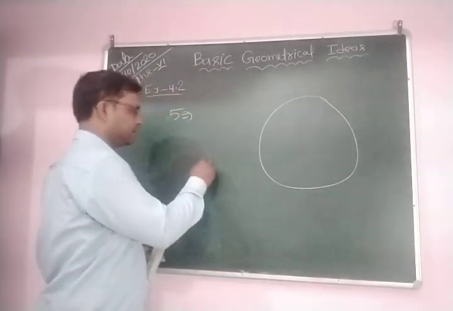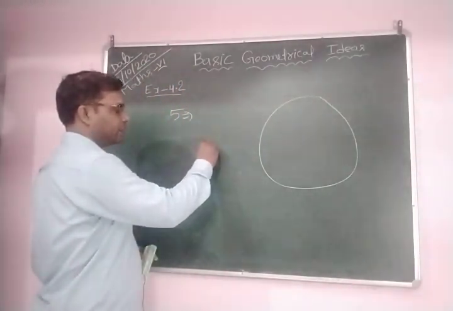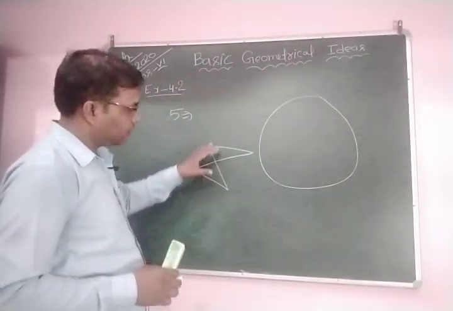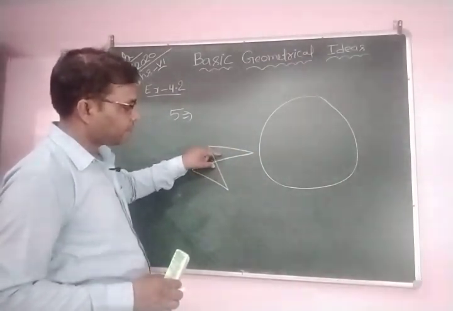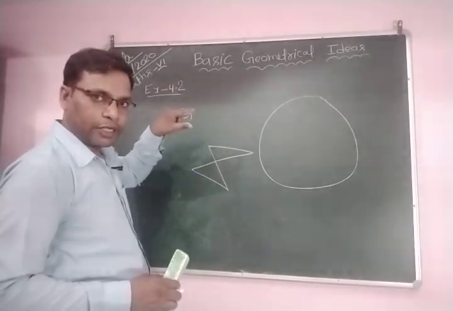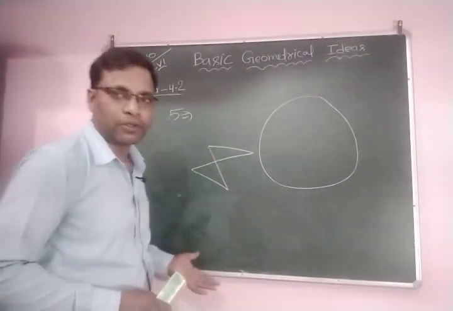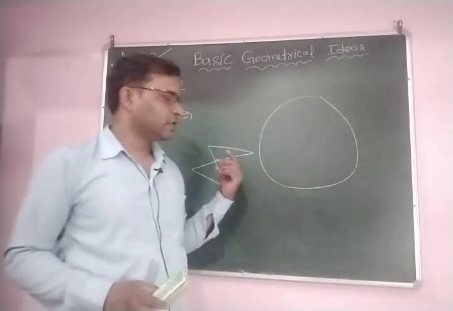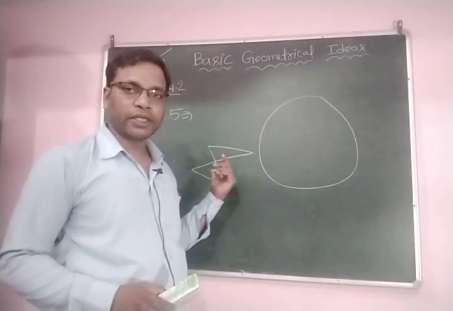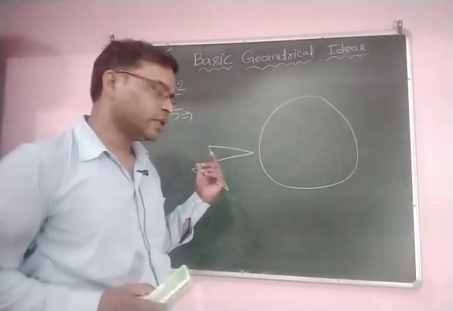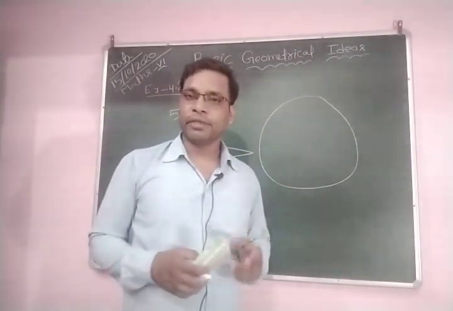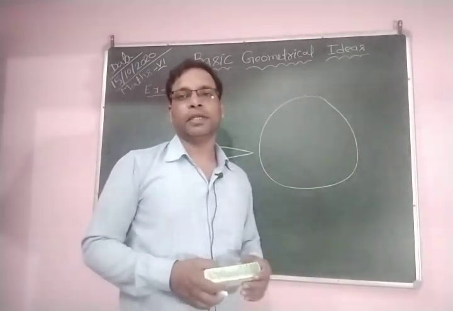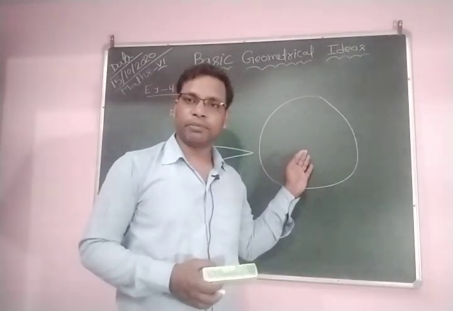Again, you can draw like this. This is a closed curve. This is made by line segments, but this is not a simple closed curve. So this is not a polygon. Clear? What is a polygon? A simple closed curve made by line segments is called a polygon. This is a simple closed curve, but not made by line segments. So this is not a polygon.